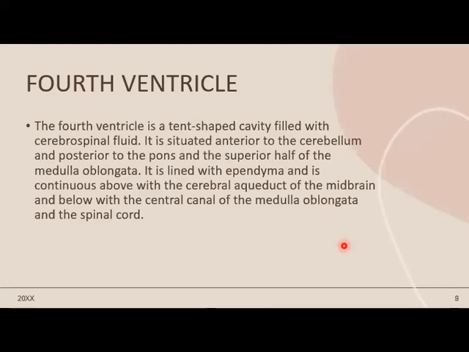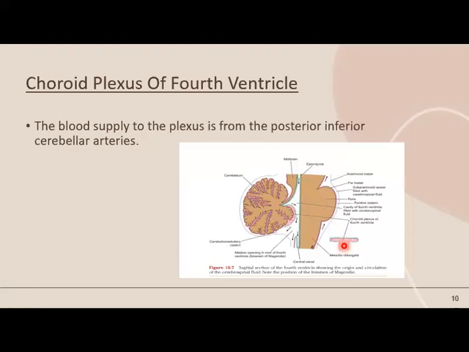The fourth ventricle is a tent-shaped cavity filled with cerebrospinal fluid. It is situated anterior to the cerebellum and posterior to the pons and the superior half of the medulla oblongata. It is lined with ependyma and is continuous above with the cerebral aqueduct of the midbrain and below with the central canal of the medulla oblongata and the spinal cord. The choroid plexus of the fourth ventricle: the blood supply to the plexus is from the posterior inferior cerebellar arteries.